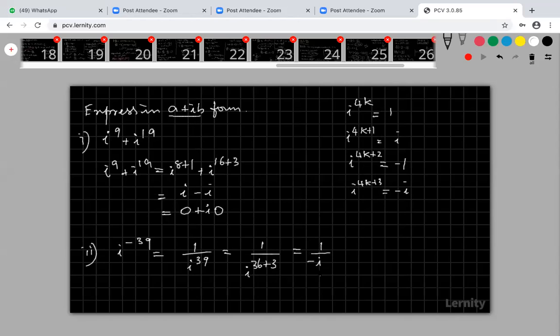But this is not a plus ib form because your i is in the denominator. Then what to do, sir? You just multiply numerator and denominator by i. So here it is 1 into i, here it is minus i square. What is i square actually? My i square is minus 1. So therefore this is minus i divided by minus 1. This is nothing but minus i, which is 0 minus i. A plus ib form. Are you okay? Are you clear? Any doubt?